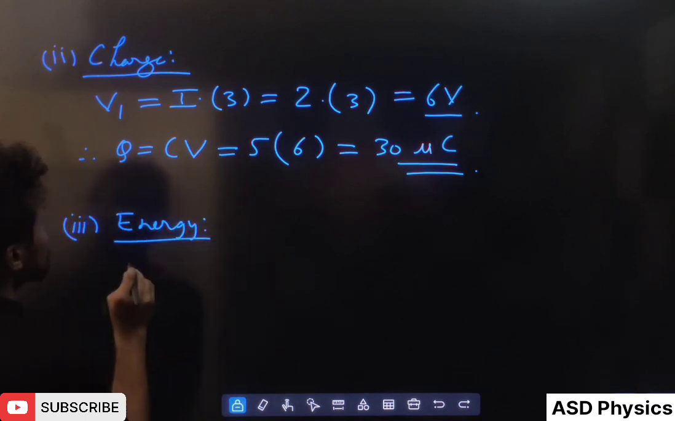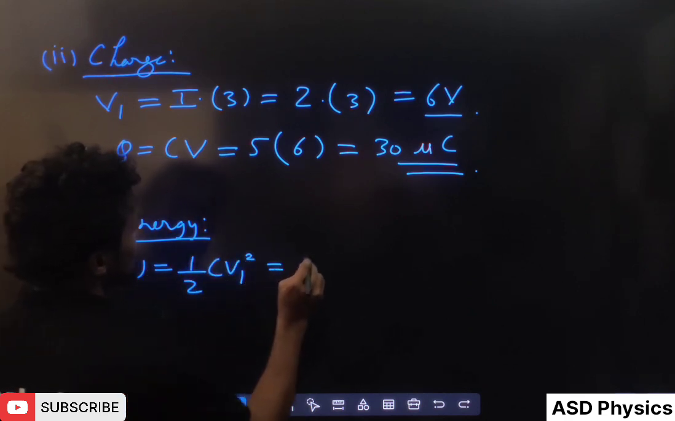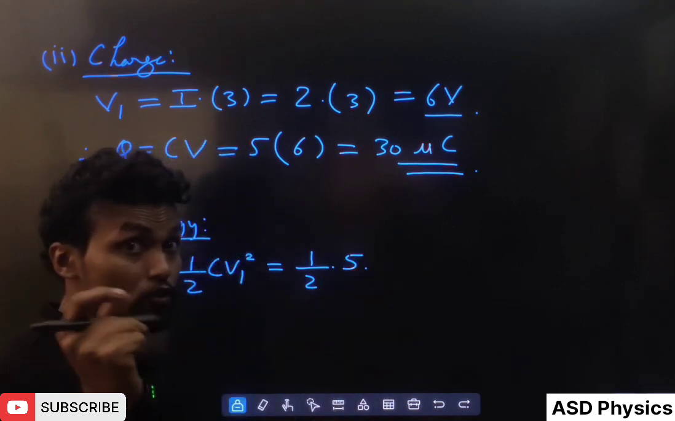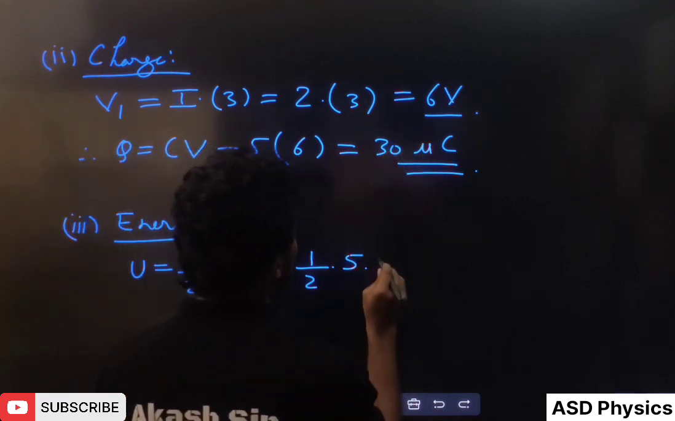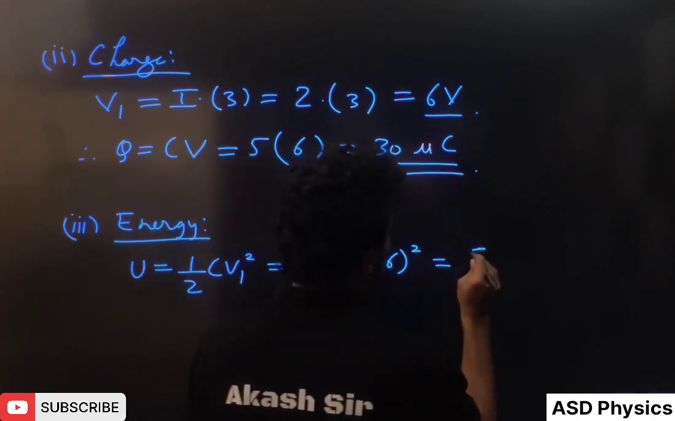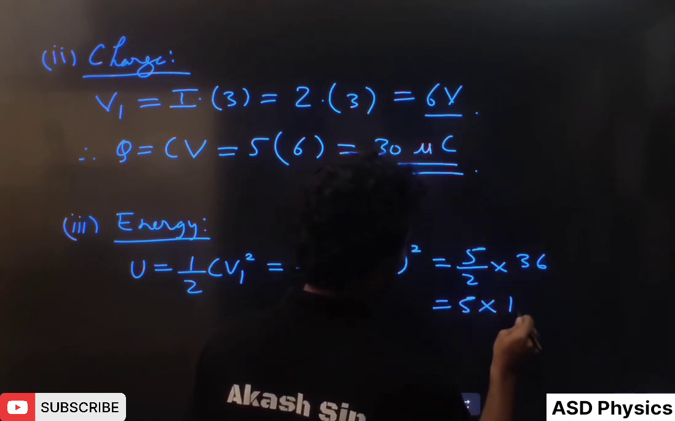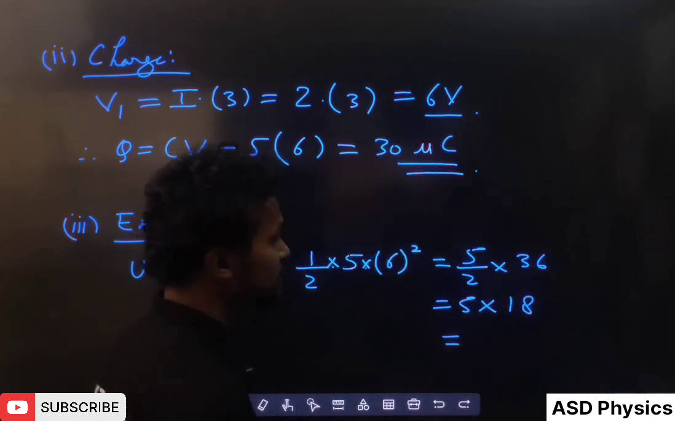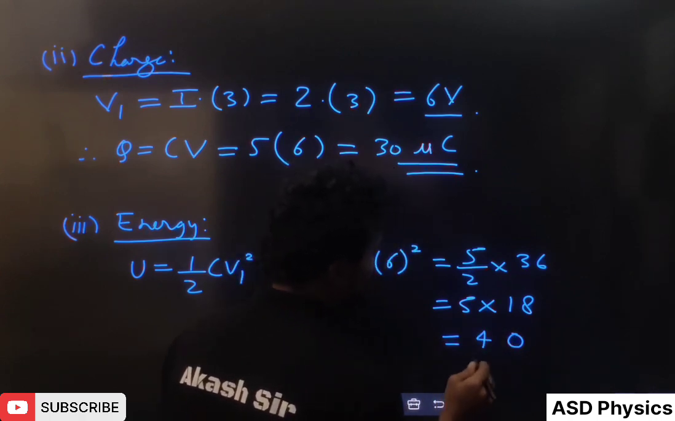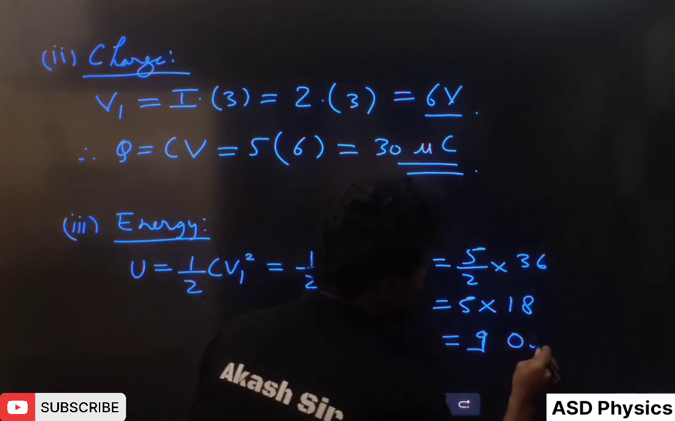If in case it asks the energy, the energy formula is U equal to half CV square. So half C V1 square. Capacitance is 5 micro, micro is there, and V1 square is 6 square. This is all multiplication. So this will come 5 by 2 into 36. That means 5 into 18. 5 into 18 is 90. Unit: 90 microjoule.